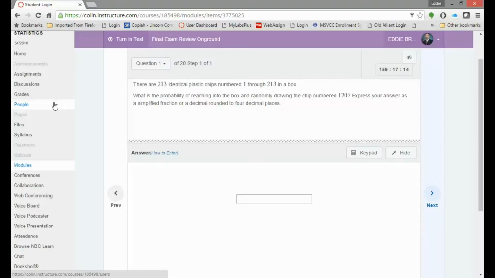Alright, there are 213 identical plastic chips, numbered 1 through 213 in a box. What is the probability of reaching into the box and randomly drawing a chip numbered 170? Express your answer as a simplified fraction or a decimal rounded to 4 places.